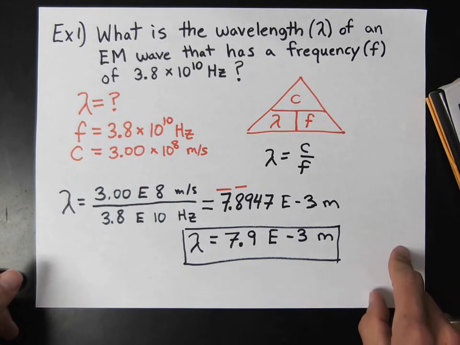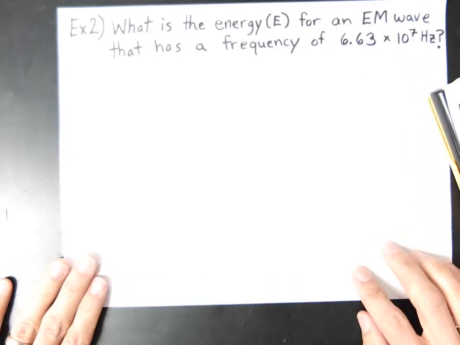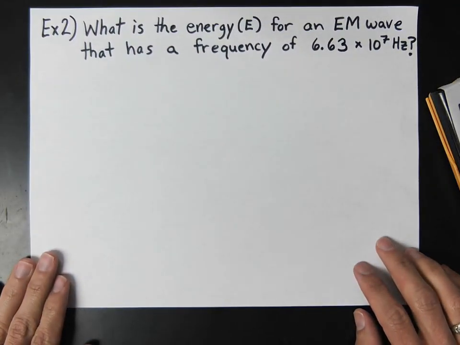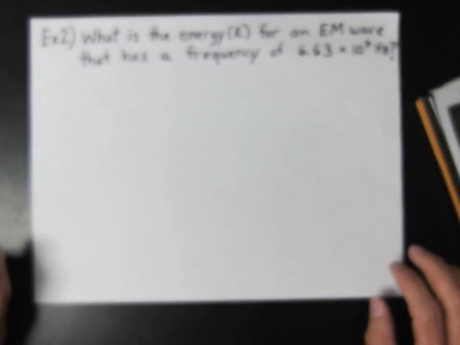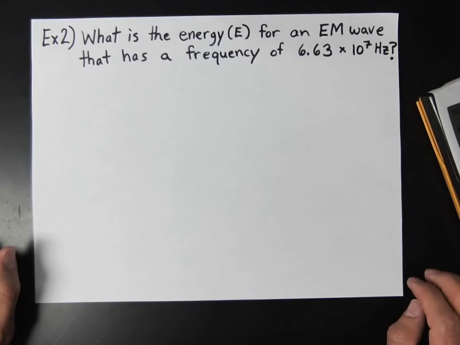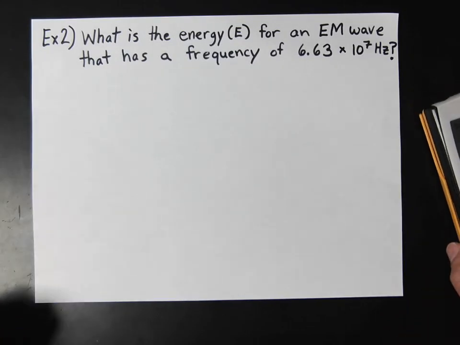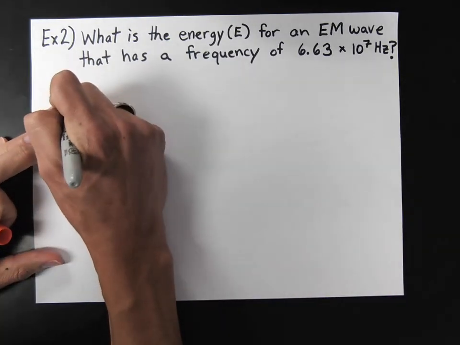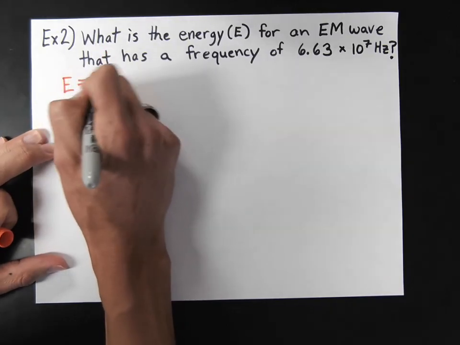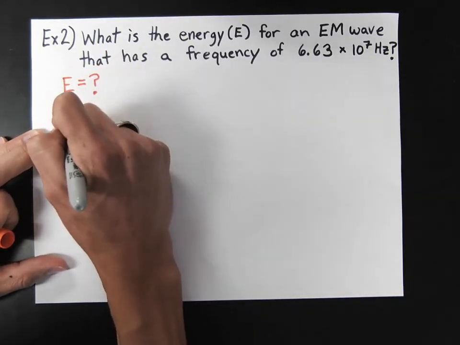Let's do another example. What is the energy of an electromagnetic wave that has a frequency of 6.63 times 10 to the 7 hertz? So once again, let's just write out what we have. We have energy, that's what we're looking for. We have frequency.